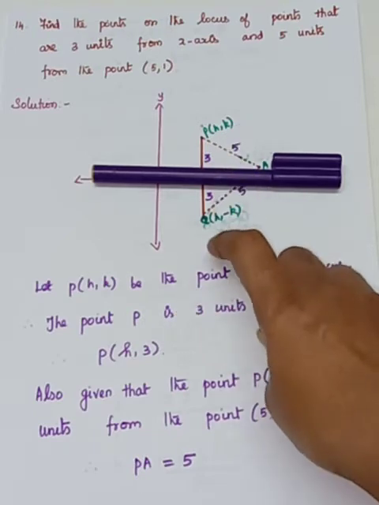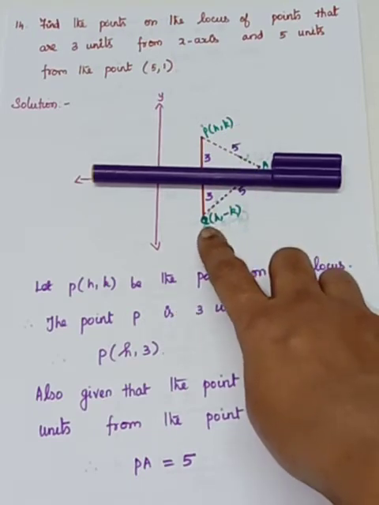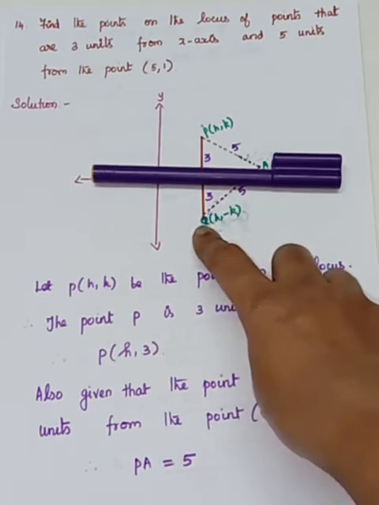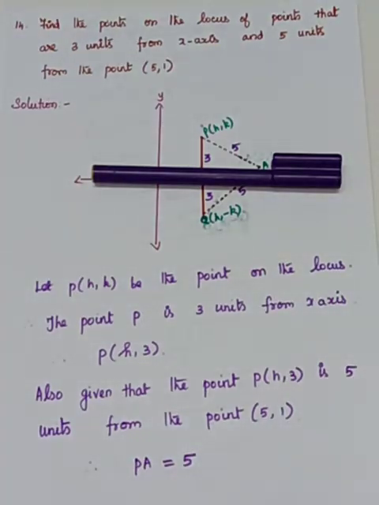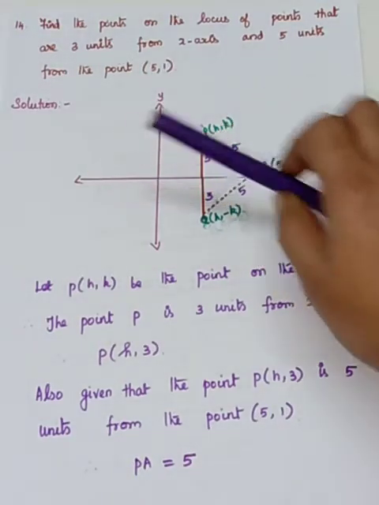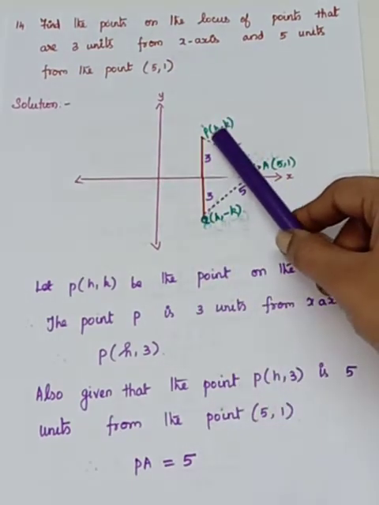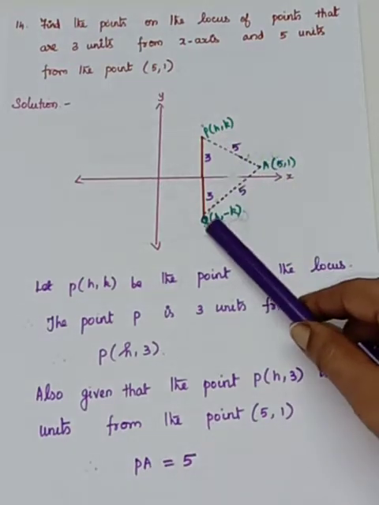In the same way the point q, how it is? It is 3 units below the x-axis. So the points may be above the x-axis or below the x-axis. So we have taken here p and q be the 2 points. They are 3 units from the x-axis. P is above the x-axis and q is below the x-axis. Whose x coordinate we have taken as h. So therefore p of h comma k and q of h comma minus k.